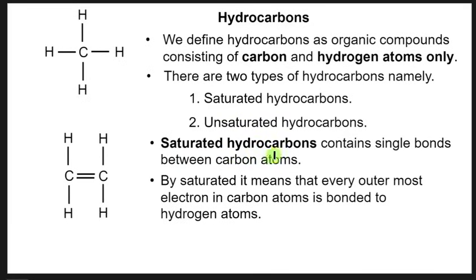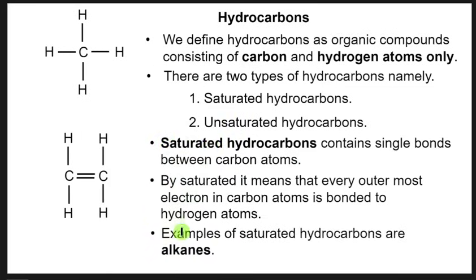Saturated hydrocarbons are hydrocarbons that contain single bonds between carbon atoms. So before we look at unsaturated hydrocarbons, examples of saturated hydrocarbons are alkanes. All right. So for instance, this one is an alkane. So let's look now at unsaturated hydrocarbons.